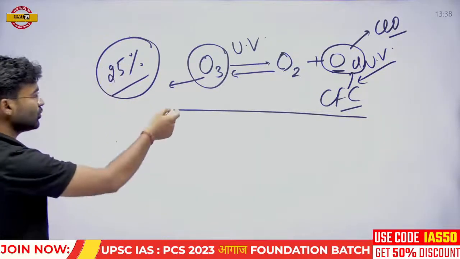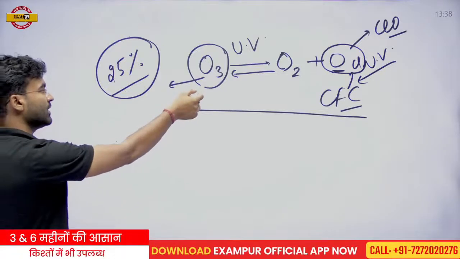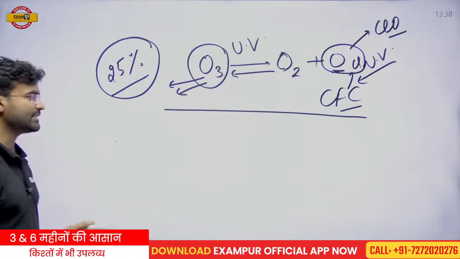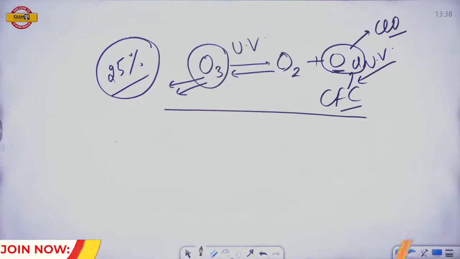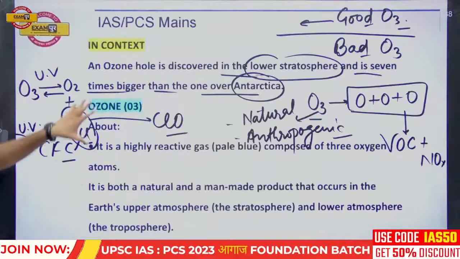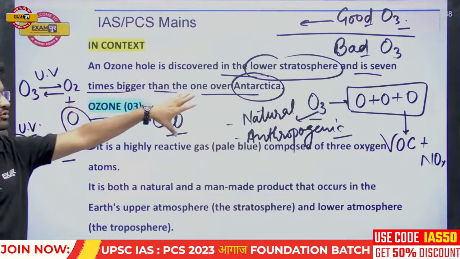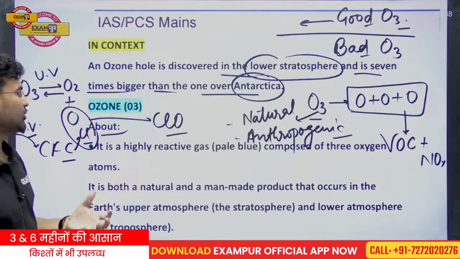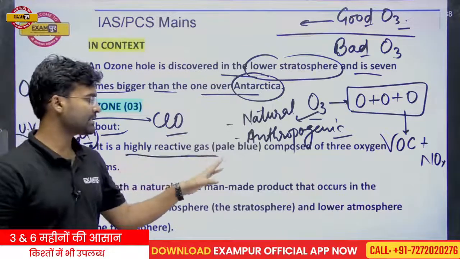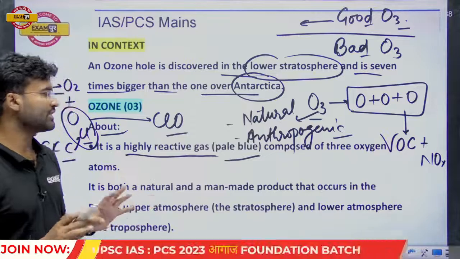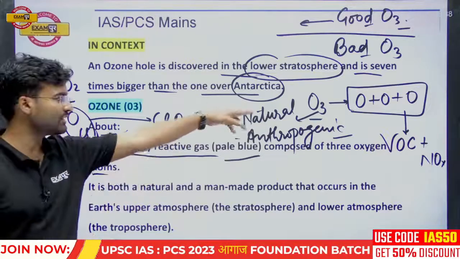Okay, and this ozone hole is now recognized in the tropics region. This is the main part of this lecture. So what is ozone? How is ozone formed? Ozone is a highly reactive gas, pale blue in color, composed of three oxygen atoms. We have discussed this.